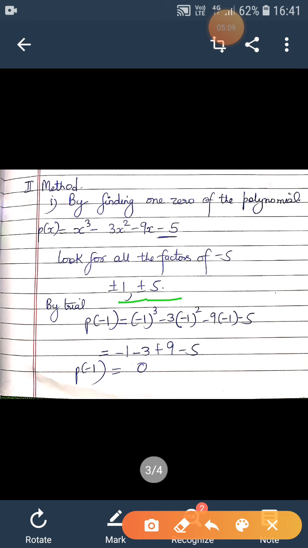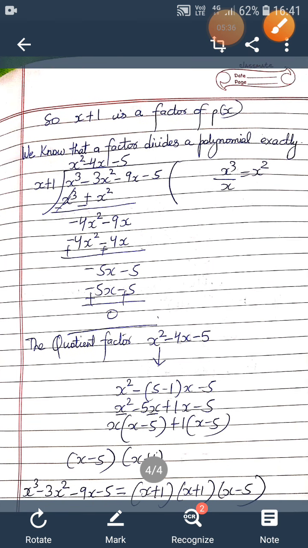So by trial we try plus 1, the answer does not come out to be 0, then we go for minus 1. In place of x we write minus 1 whole cube minus 3 multiplied with minus 1 whole square minus 9 multiplied with minus 1, then minus 5, and the value that we get is 0. So yes, minus 1 is a zero of the polynomial. It means that x plus 1 is a factor of p of x.